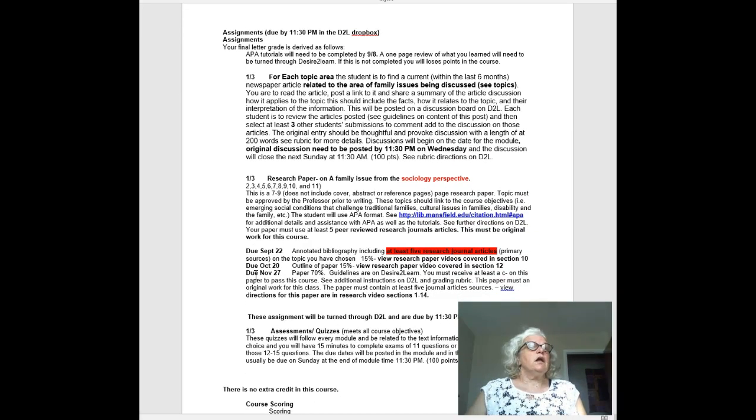So let's look at your assignments. Your assignments are due by 11:30 p.m. in the Dropbox. You will have the date of each of those on the Dropbox, and you've looked at those before in your introduction. You're graded one-third of the course for each topic area. In other words, each module, at least each module, the student will find a current newspaper article related to the area of family that's being discussed or addressed that week.